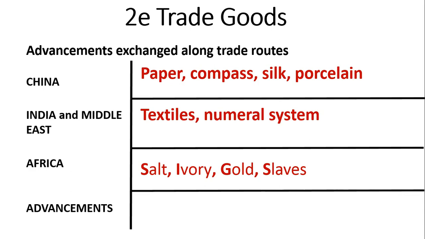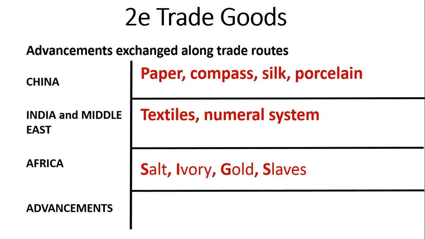Africa, we have our acronym SIGS, S-I-G-S, and that stands for salt, ivory, gold, slaves. These, of course, were traded across the trans-Saharan trade routes. At any time, if I go too fast, you can just pause the video.